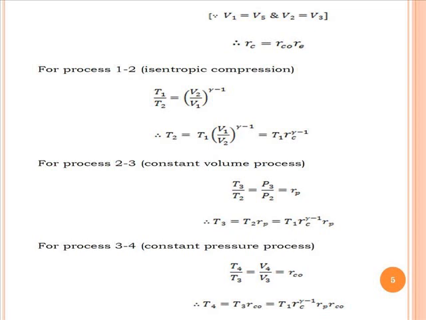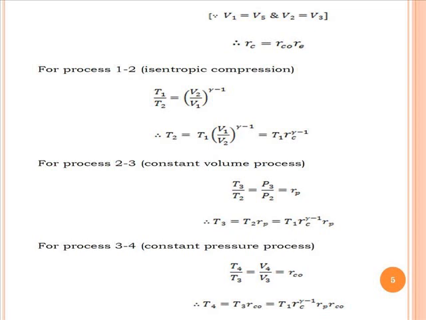So the first task is for process 1 to 2, that is isentropic compression process. T2 we have to find out in terms of T1. So T1 by T2 equals (V2 by V1) raised to gamma minus 1, and from that we will get T2 equals T1 into compression ratio raised to gamma minus 1.